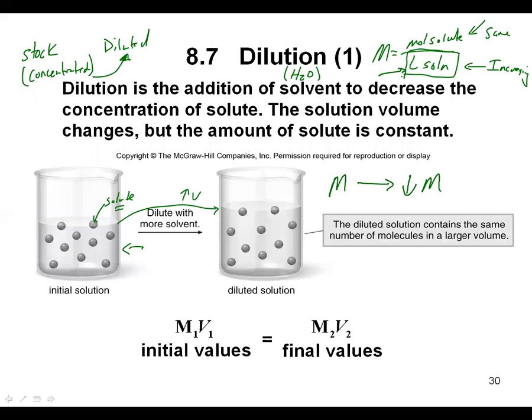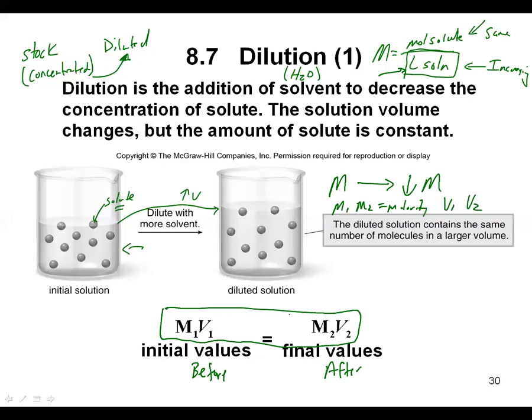So there actually is a dilution equation. It's on the bottom here. It's M1V1 equals M2V2. M1 is molarity, M2 is molarity as well, so sort of a before the dilution and after the dilution type of deal. M1 and M2 are molarity. V1 and V2 are obviously volume. And this is also kind of before and after.